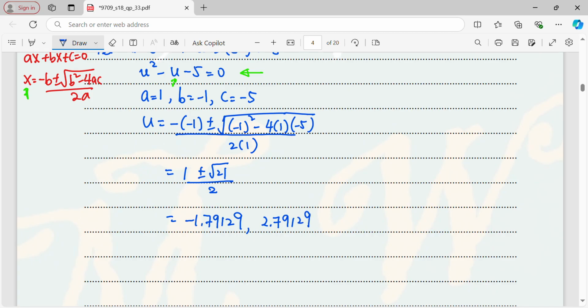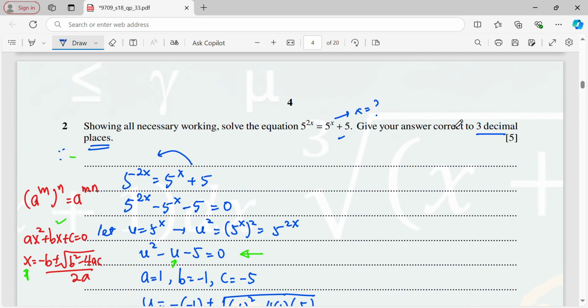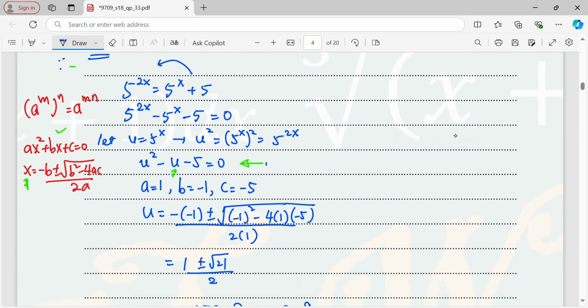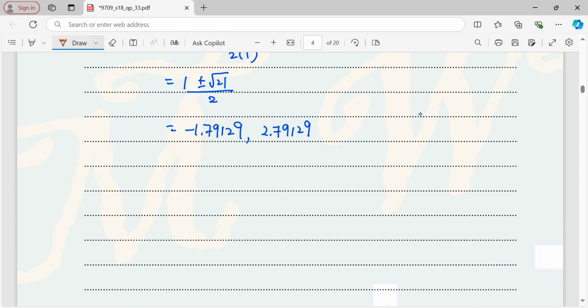I give more decimal places, and the other value is 2.79129. Okay, now remember, we need to solve the equation in terms of x. And now we have used the substitution to change to u. Which means now I have to change back what is my x. So my u is to be replaced by 5 to the power of x. Okay, so now I will write 5 to the power of x equals negative 1.79129, or 5 to the power of x equals 2.79129.